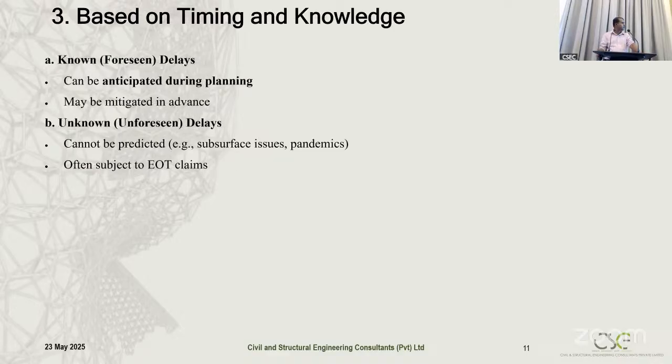Next one, the delays we are classifying based on the timing and the knowledge. Foreseen delays, that is known delays. Once we enter to the site of the project, we can anticipate there might be delays due to some reasons. So in that case, mostly we can mitigate the delays and can take actions to avoid such delays. And there are some events we can see unforeseen delays, so that cannot be predicted. And in such cases, we can get the EOT claims.